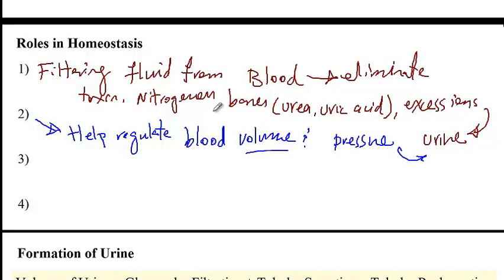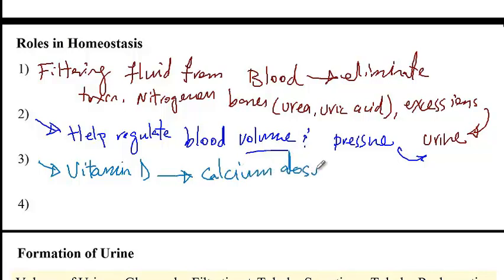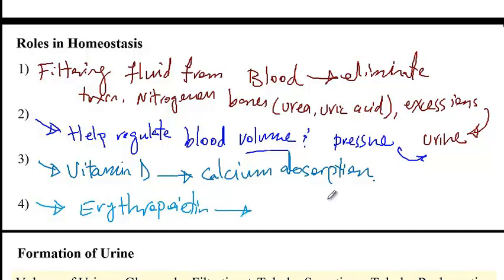And then in addition to these roles, kidneys are also metabolizing vitamin D into its active form, and we all know that vitamin D is required for calcium absorption. And then the final role of the kidneys as an endocrine organ is that it will secrete erythropoietin, which will help to induce production of red blood cells.